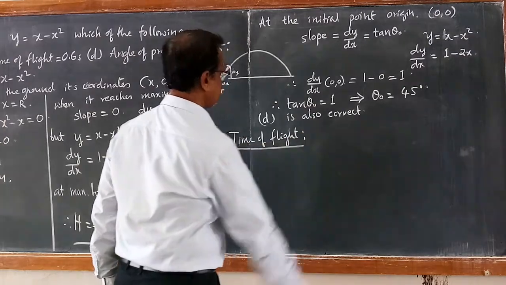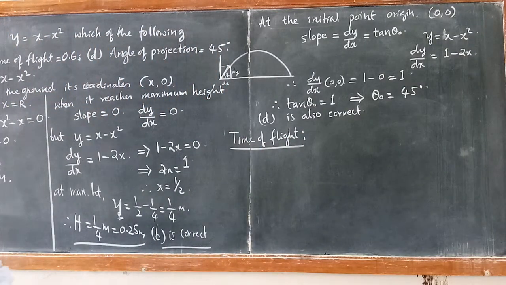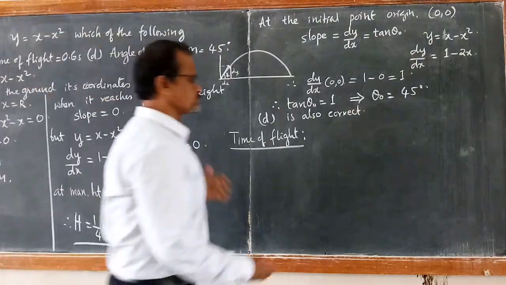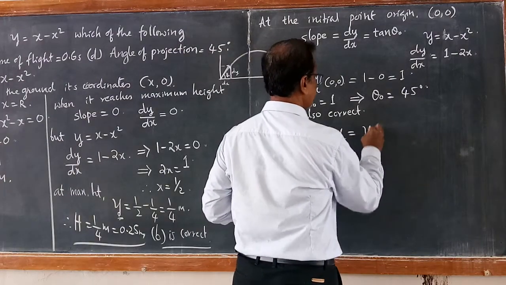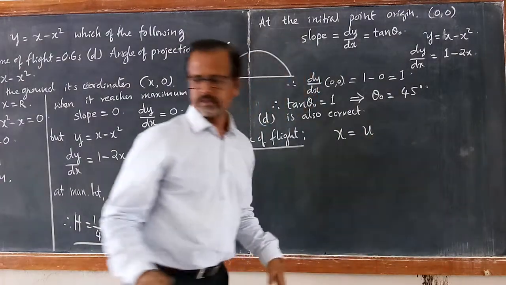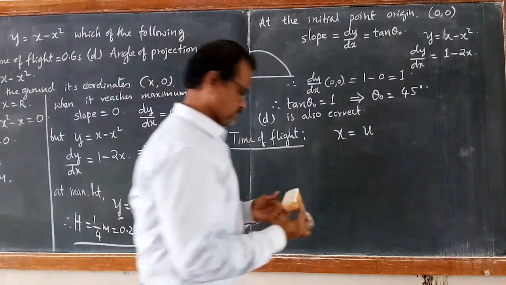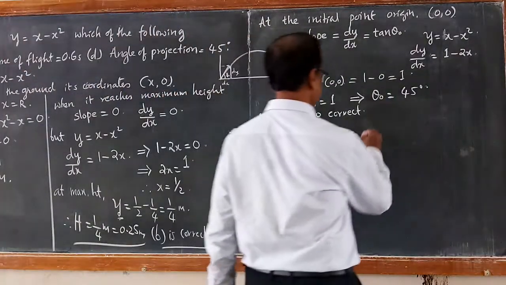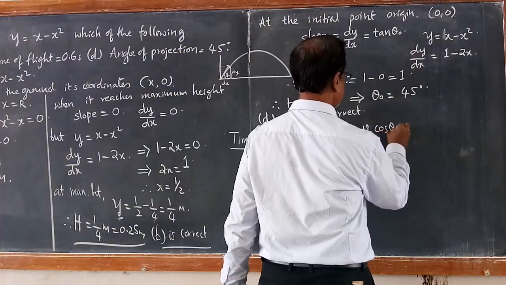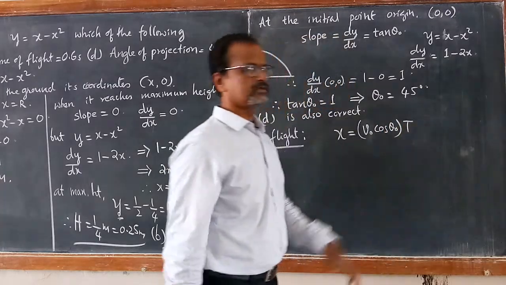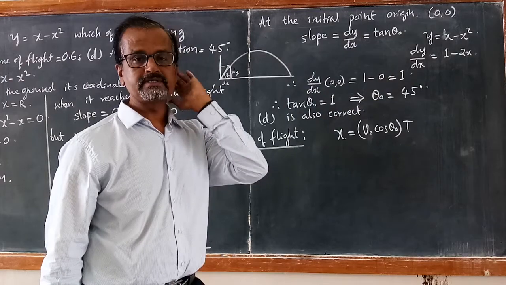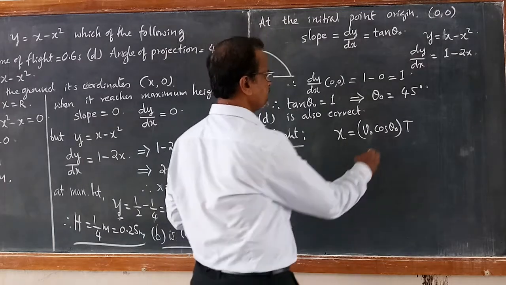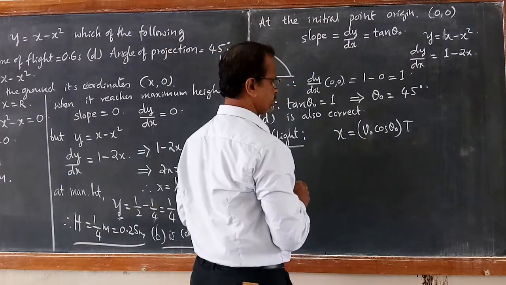Time of flight can be calculated from the x component of displacement. The x component of displacement is given by ux into t. We have taken v naught as the initial velocity, so it is v naught cos theta naught into t, where t is the total time of flight, the total time for which the projectile is in flight in the air. So t can now be calculated.